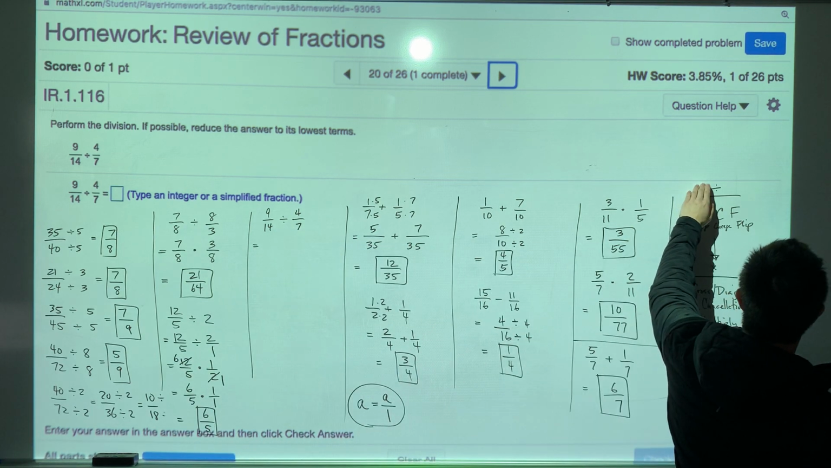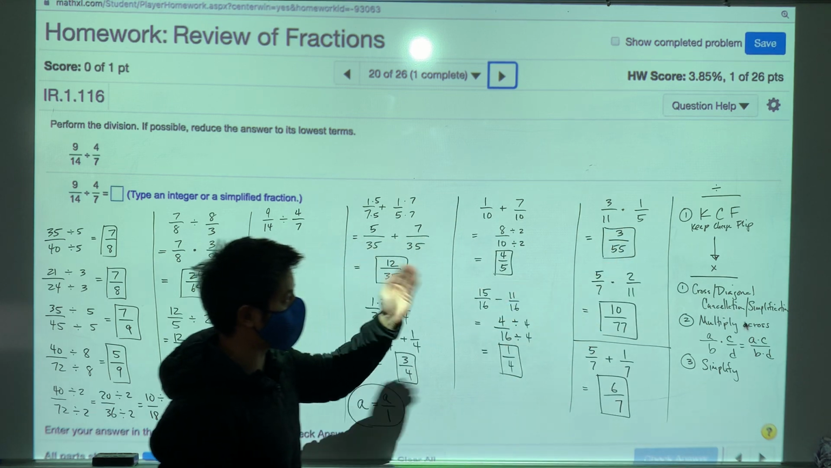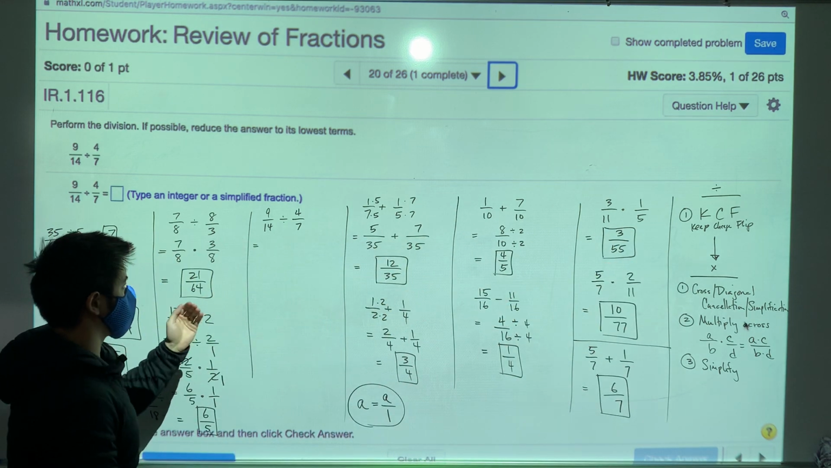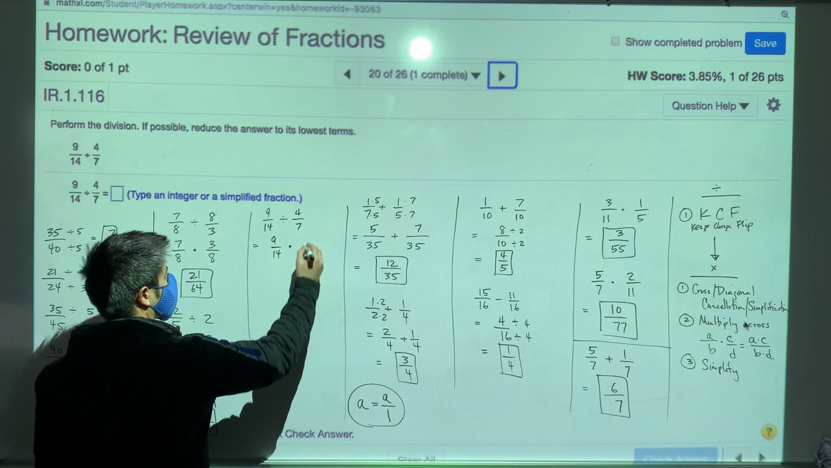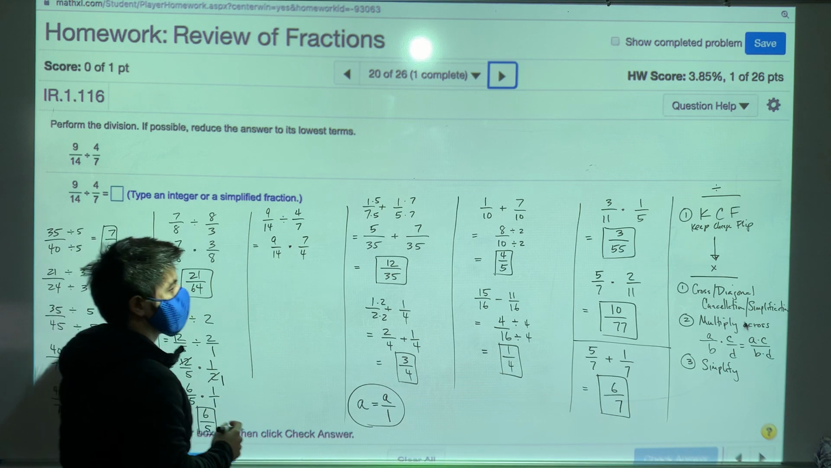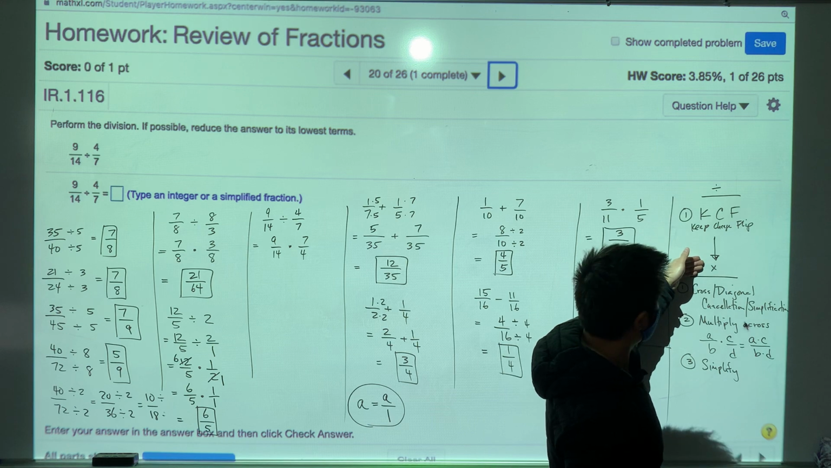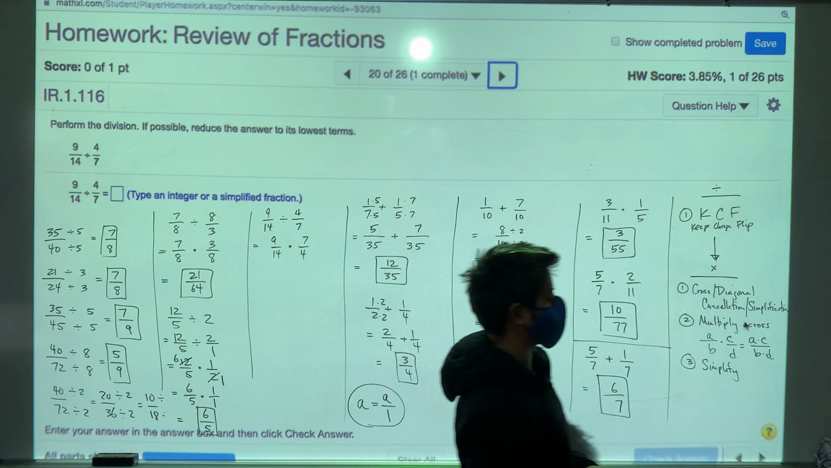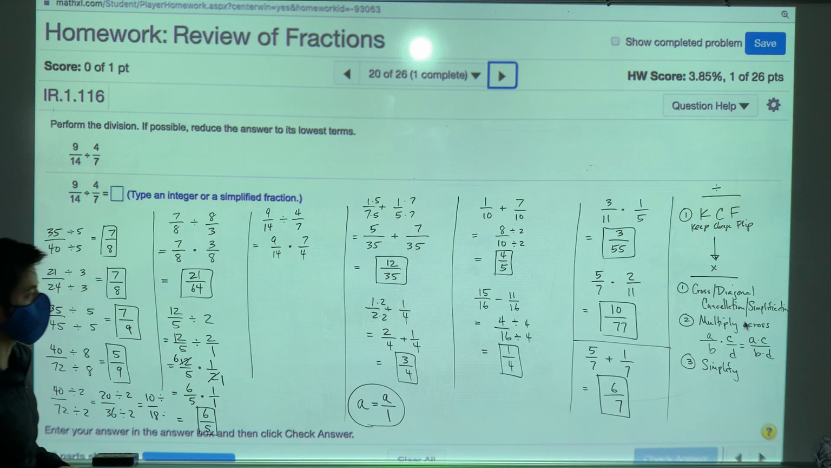When I have a division problem, my immediate step, the thing that needs to be immediately done, is keep, change, flip, in that order. Keep, change, and flip in that order. Then that immediately sets me up for multiplication. With multiplication, the very first thing we check is cross or diagonal cancellation.